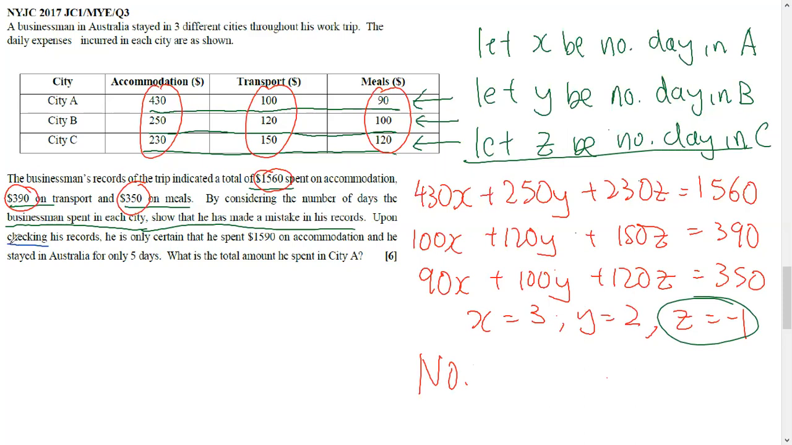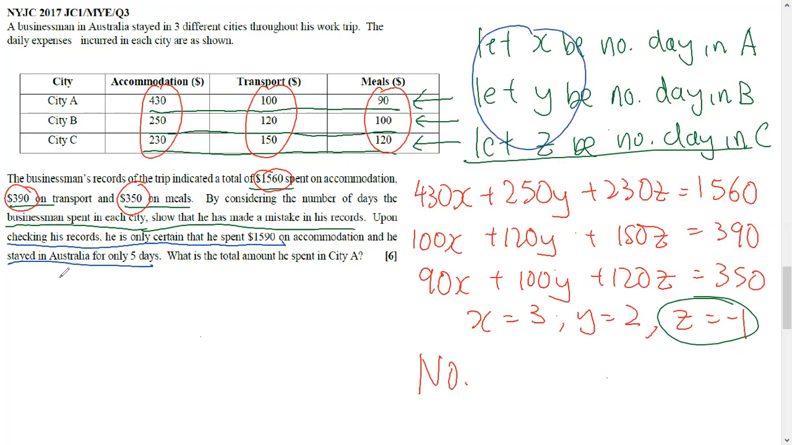Upon checking his records, he is certain that he only spent 1590 on accommodation, and he stayed in Australia for only 5 days. So in this case, we are given 2 new sets of information. The previous set is all invalid already, so we can still use the same variables x, y, z.